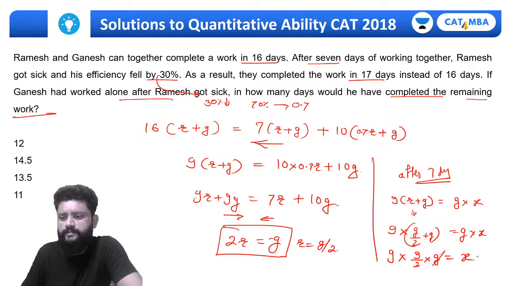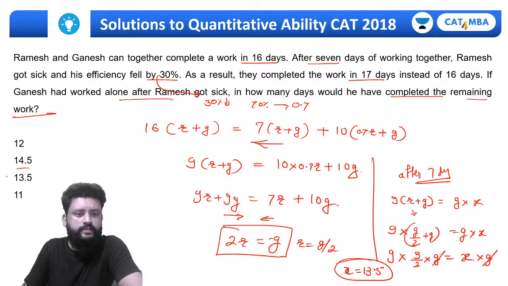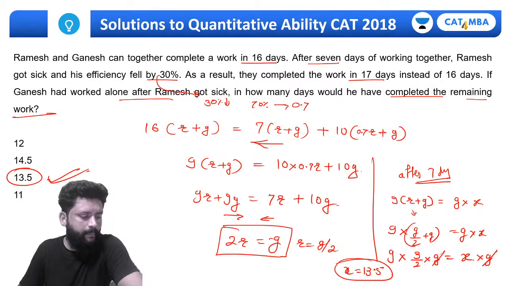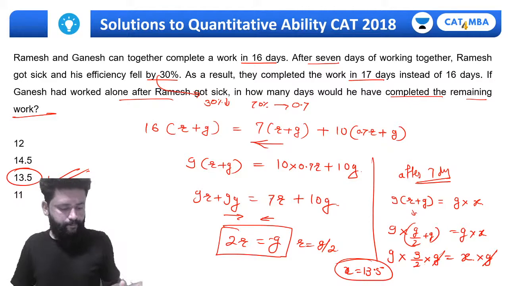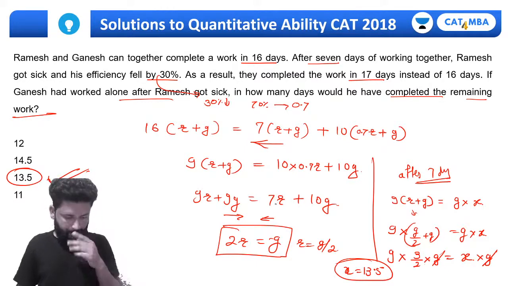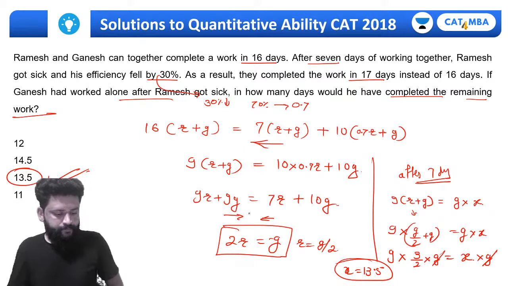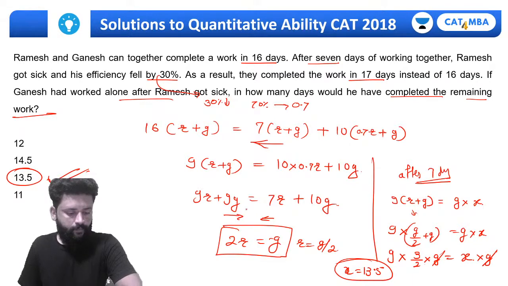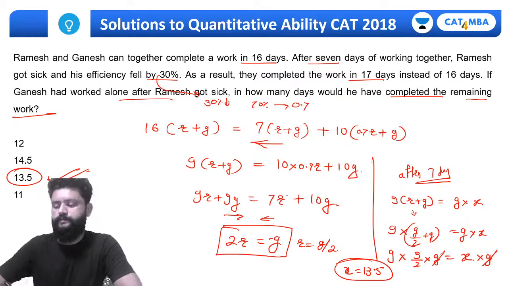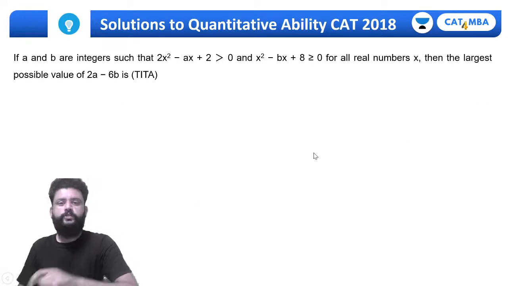It's cancelled. Must be 27 by 2. X must be 13.5. Let's move to the next.